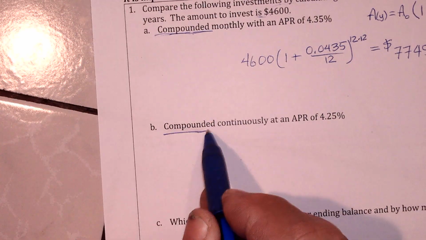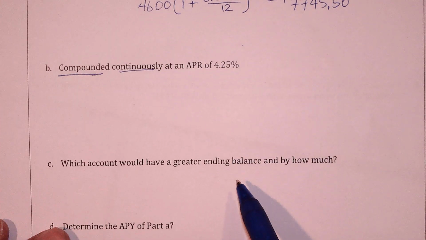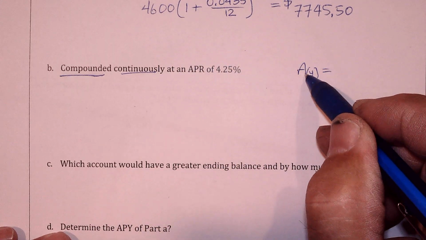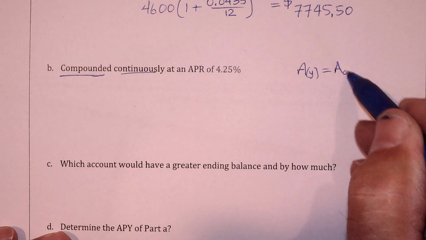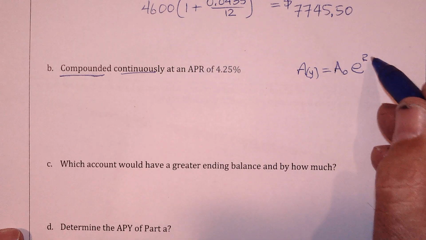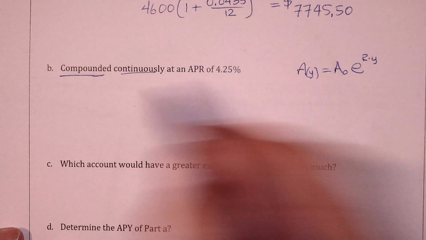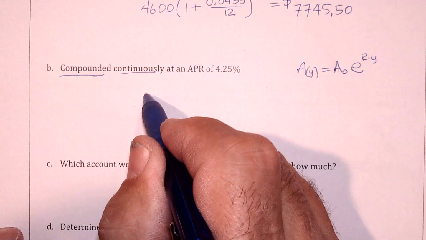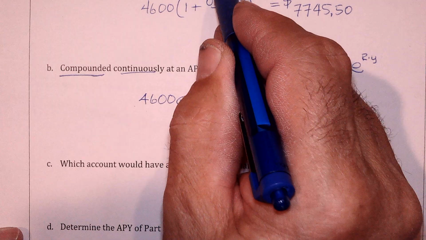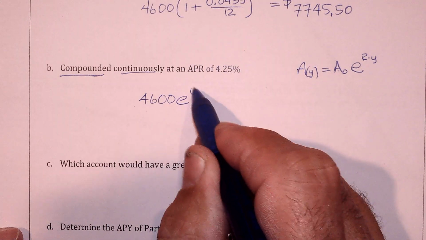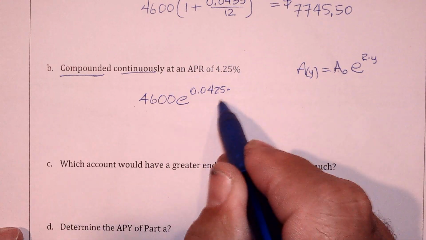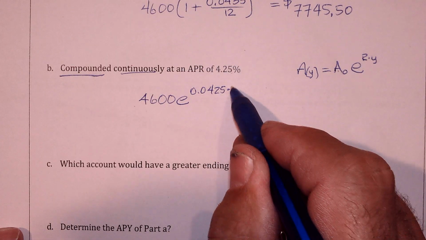Now, if I compounded continuously, well, that's a different formula, so we have to remember what that one is. It's on your note card, hopefully. It's the amount after so many years is the starting amount times e to the rate times the number of years. Starting amount, 4,600. E, interest rate, this is different than that one up there, so I have to put it in decimal, 0.0425, times, in the exponent still, the number of years, and we're doing 12 years.